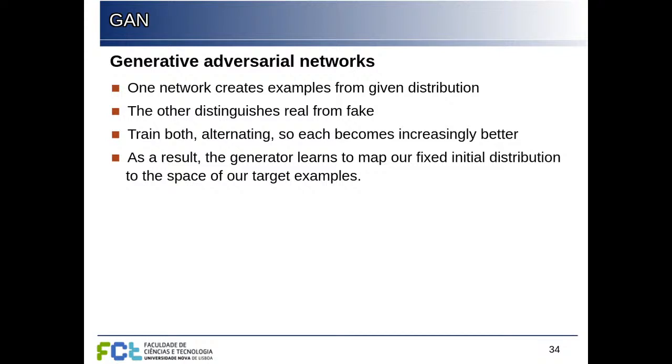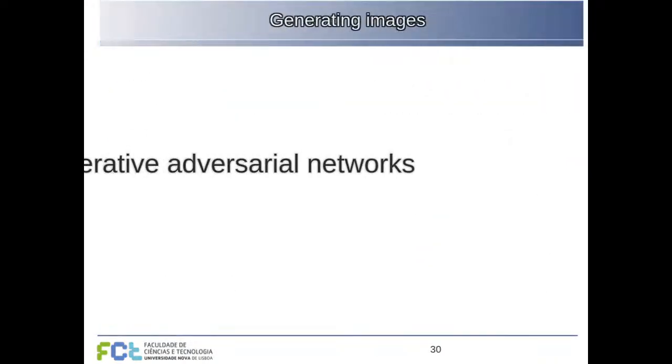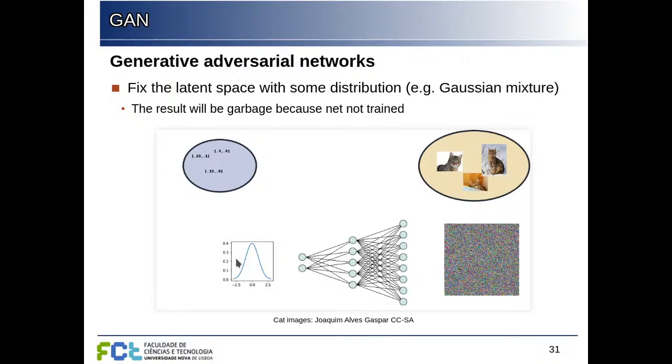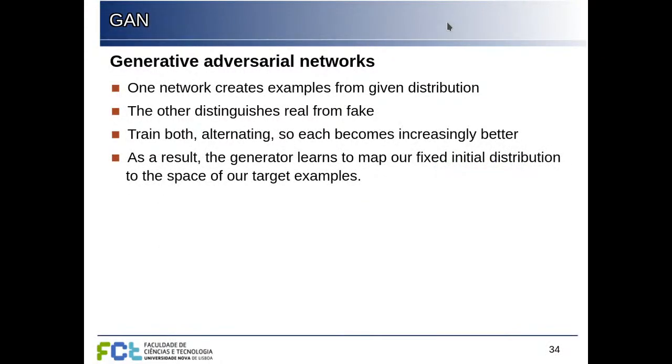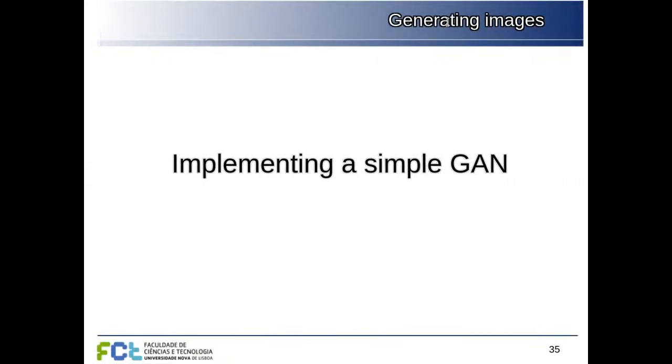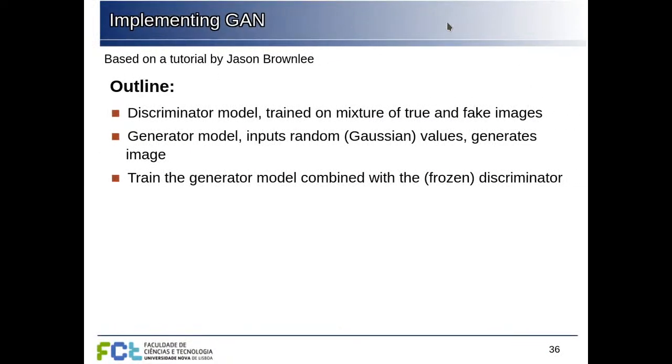Basically the idea is that we're going to force the generator to map from the initial distribution that we chose, this mixture of Gaussians, for example, and we are going to force it to learn to map this correctly into things similar to our training data by using the discriminator to keep training the generator. So the discriminator will be what the generator is going to try to fool. So let's see how we can implement this.